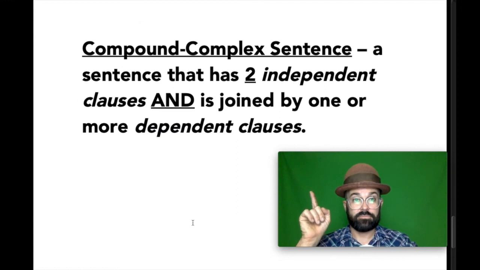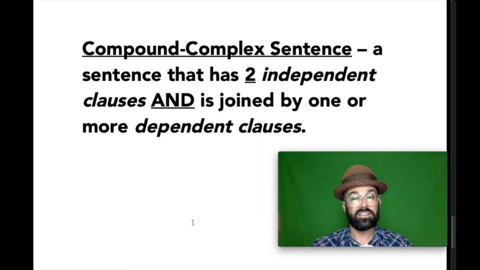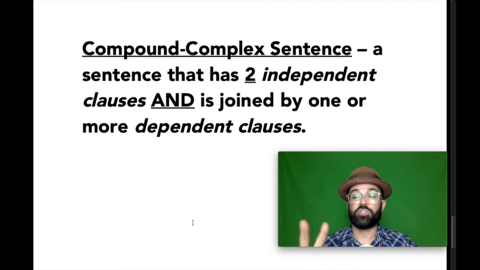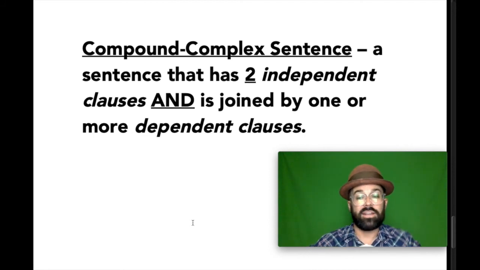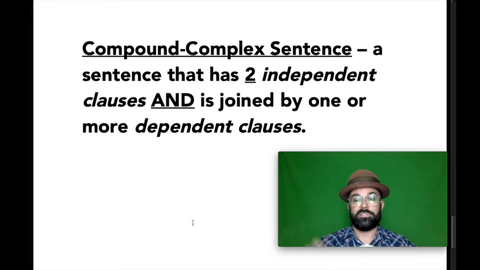Here's the definition. A compound complex sentence is simply a sentence that has 2 independent clauses and is joined by 1 or more dependent clauses. A compound sentence is 2 independent clauses joined together with a coordinating conjunction. And a complex sentence is an independent and a dependent. So compound complex just means there's 2 independent clauses and 1 or more dependent clauses. Let's take a look at some examples.